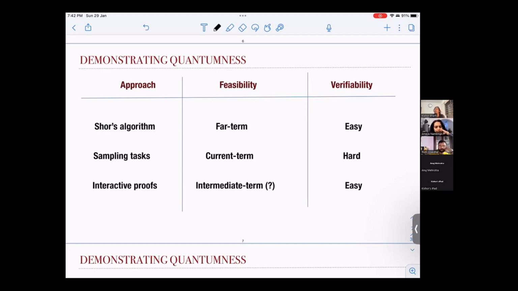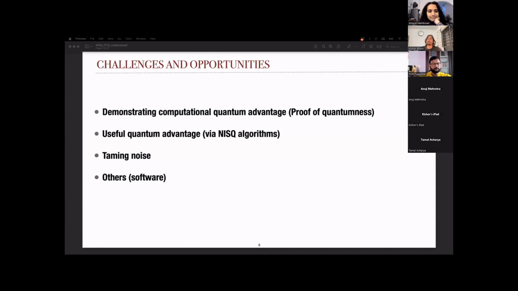This is something where the verification is easy, but at the moment, implementation is a bit hard. I think maybe, instead of from my iPad, I might want to share it from the laptop because there's a small lag. I don't know why.